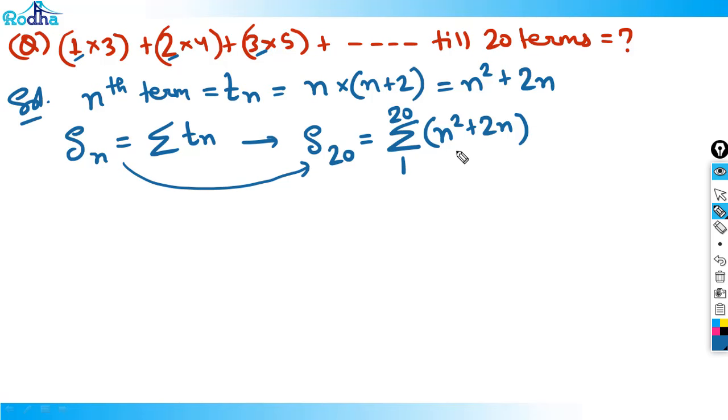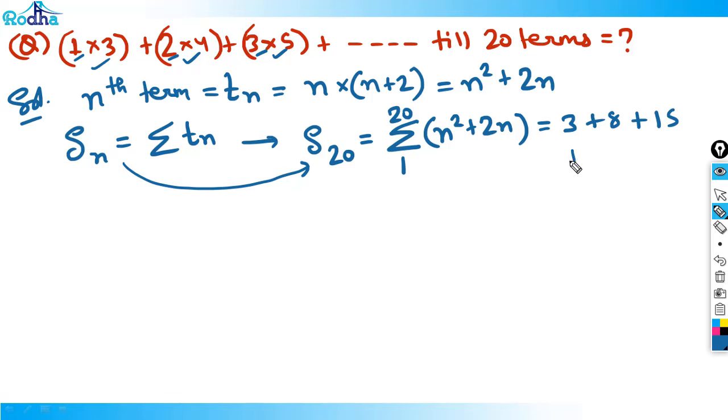Okay. Now, if I break the bracket, what will happen? If I put n equal to 1, 1 square plus 2, that is 3. This is the first term here. If I put n equal to 2, 2 square plus 2 into 2, that is 8. That is the second term here. Fine. Then if I put n equal to 3 here, 3 square plus 2 into 3, that is 15. That's the third term here, right? This is what is happening.